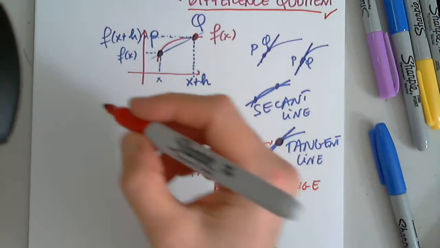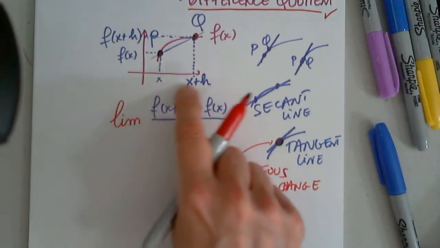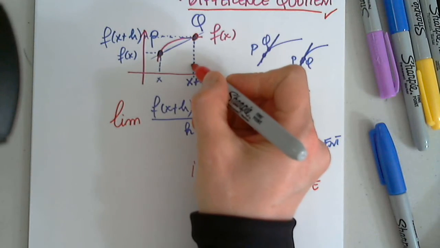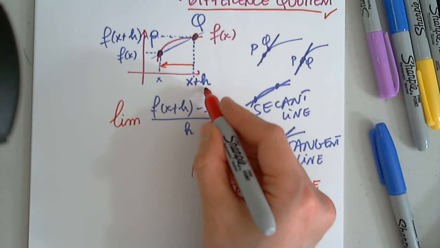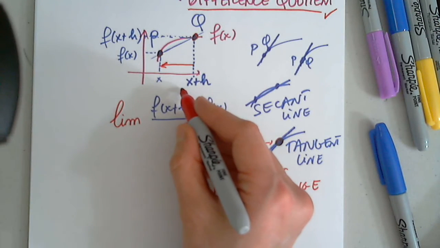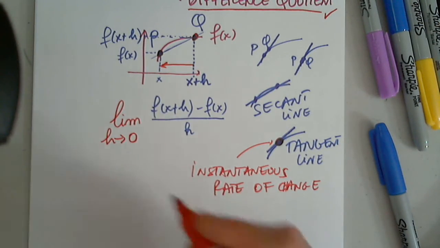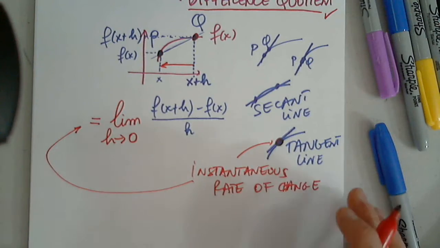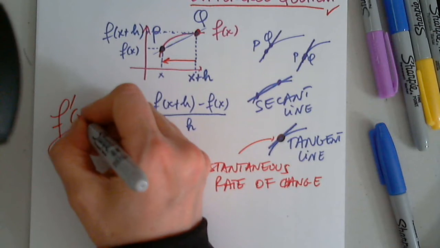Okay, so for that, we will put the limit in front of the difference quotient. As h approaches how much? When Q gets closer and closer to P, what happens to h? It gets closer and closer to 0. Thank you very much. And this now is the instantaneous rate of change. And it has a name. And it's a function. And it's called f prime of x.